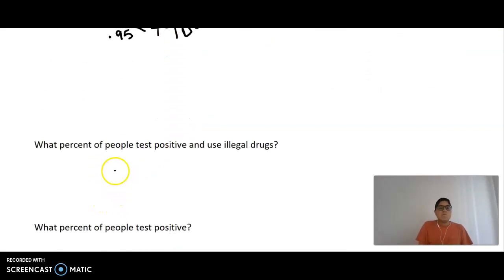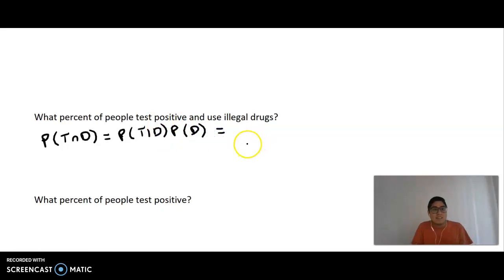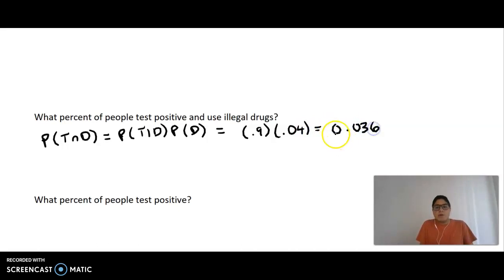So here it says, what percent of people test positive and use illegal drugs? So they test positive and they use drugs. Well, again, by the general multiplication rule, or by the branches, the probability that they test positive given they use drugs multiplied by the probability that they use drugs will help us find this probability. So for us, the probability that you test positive given that you use drugs is 0.9, and the probability that you use drugs is about 0.04, meaning that our probability of having both of these occur is about 0.036 or 3.6%.